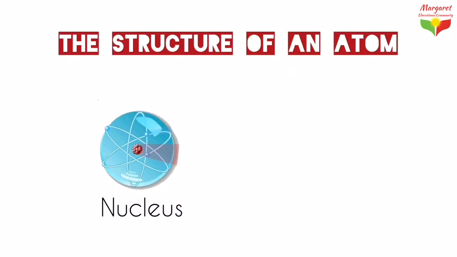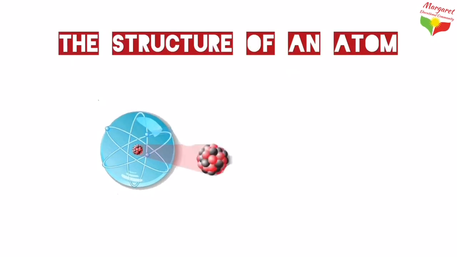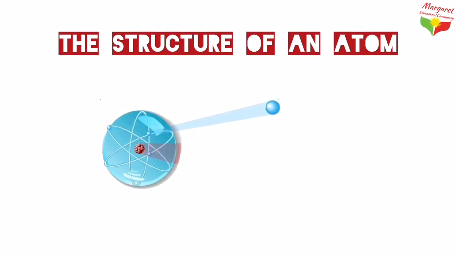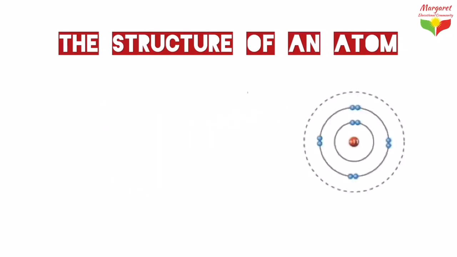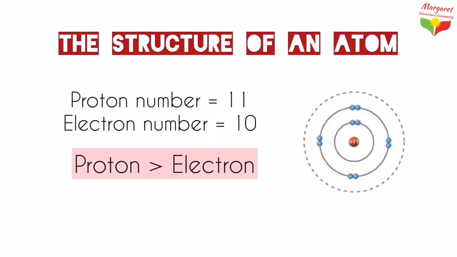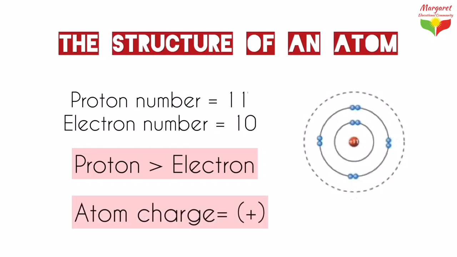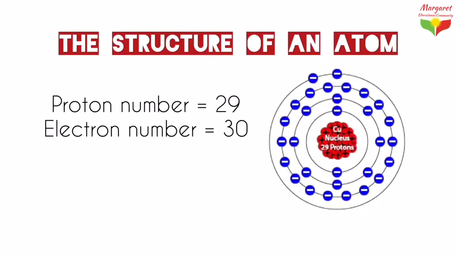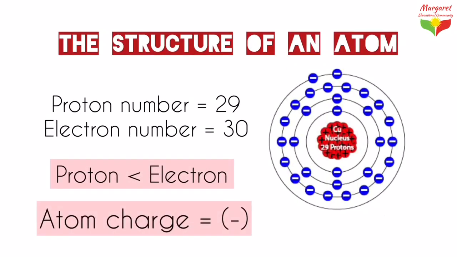So this is the nucleus of an atom once again, which consists of proton and neutron. Proton carry the positive charge and neutron carry no charge. On the outside of the nucleus we have electron that is flying around the nucleus and it carries a negative charge. If an atom contains more proton than electron, then it will carry the charge of proton and it will be positive.